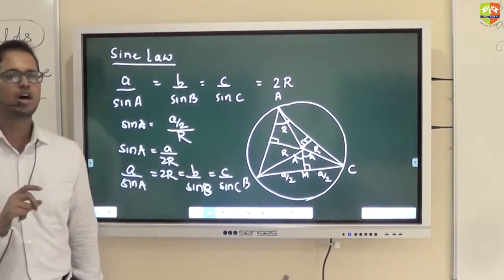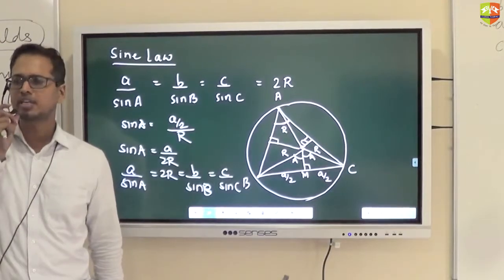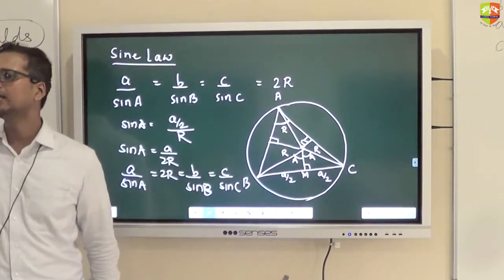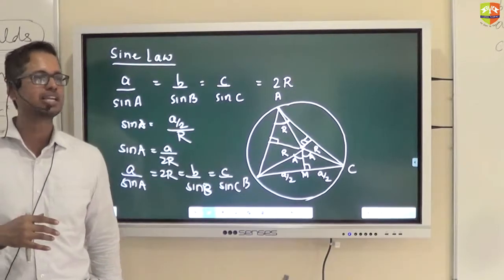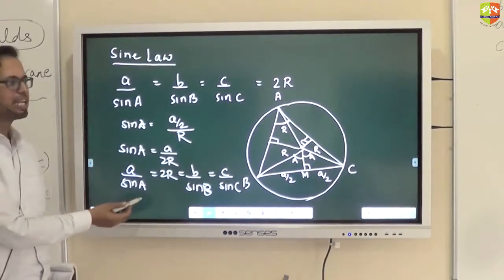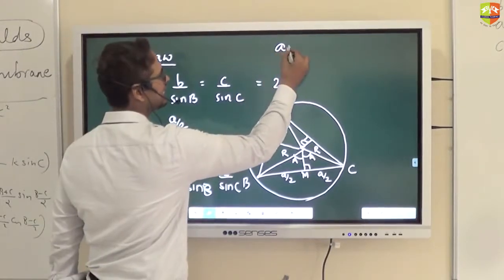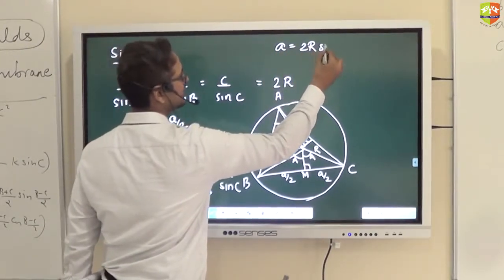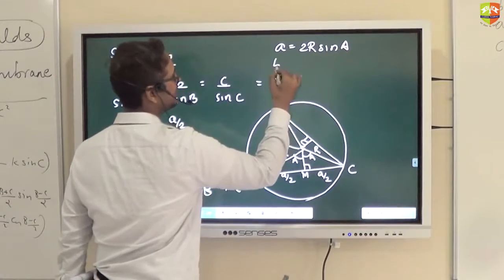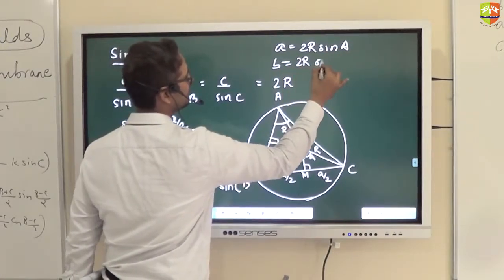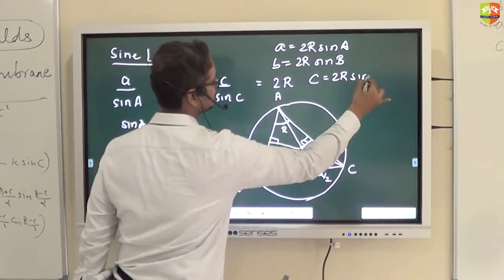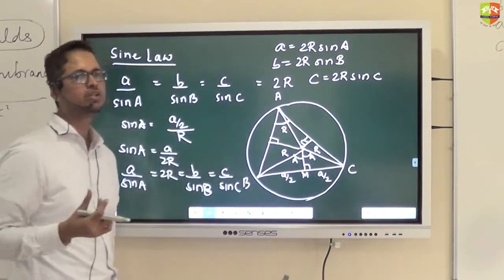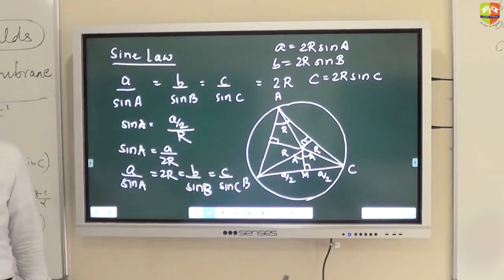Now, sine law is a very important tool to write sides in terms of angles and angles in terms of sides. From here, I can write side A is 2R sine A, side B is 2R sine B and side C is 2R sine C. So it gives an opportunity to express sides in terms of angles and vice versa.